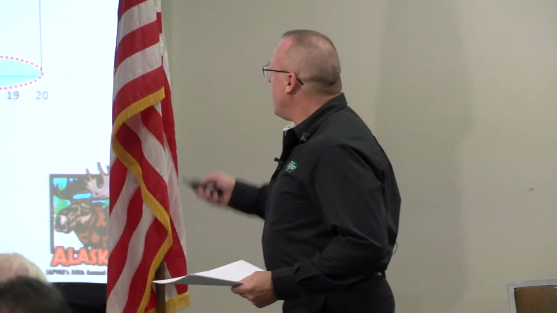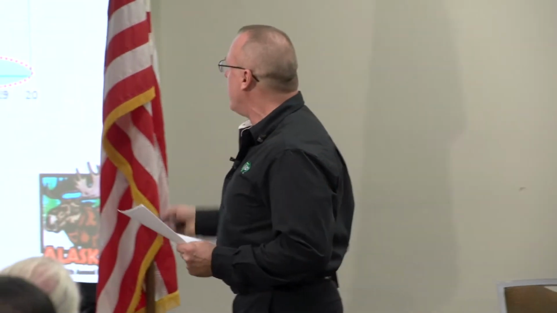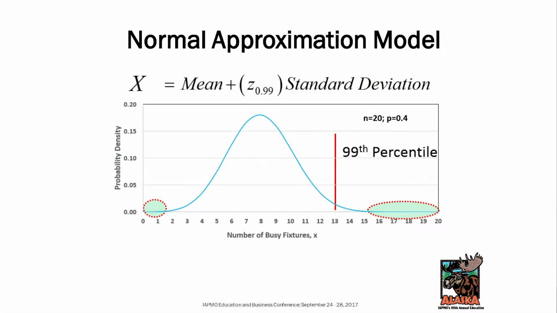Not because I love math, but because I was just trying to understand Roy Hunter when I was reading his papers. So this is a normal approximation. It's a smooth curve. It's not a discrete function where there are separate points. This is a smooth curve, and it calculates the same thing. So it is a good approximation. It still will calculate 13 out of 20 fixtures at the 99th percentile.